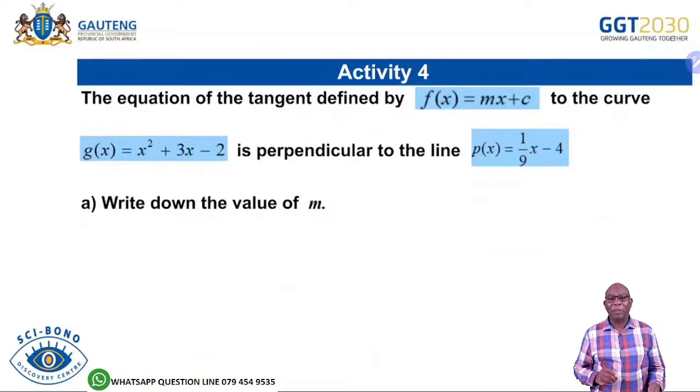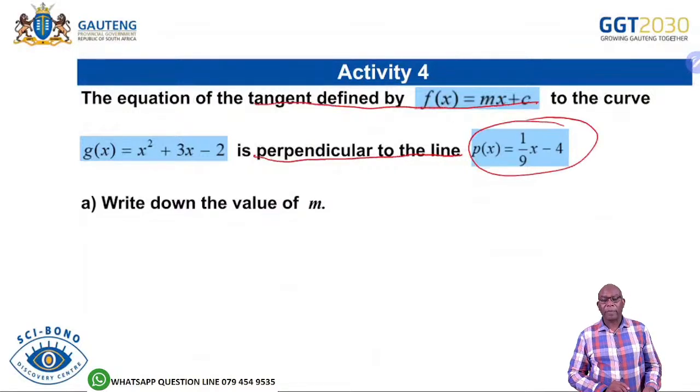Now they're bringing in something else. Can you see the different kind of questions that you can ask here? They're saying that the tangent given there is perpendicular to this line of p of x. So it means you need to understand the word perpendicular with respect to gradient.